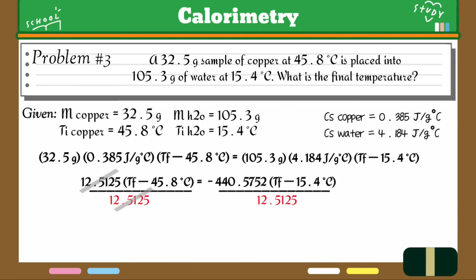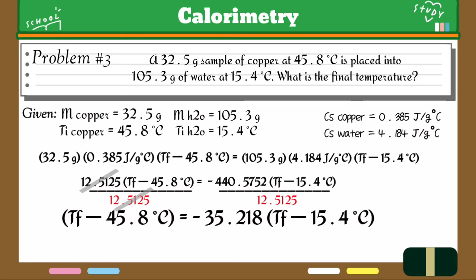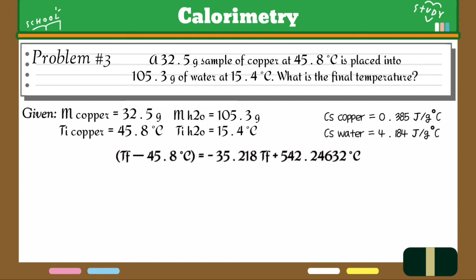Next, we're gonna divide each side by 12.5125 so that we can cancel it on one side. And then, negative 440.5752 divided by 12.5125 is negative 35.218. And then distribute negative 35.218 and we'll get this answer. As you can see, we have 2 Tf. We're gonna combine like terms just like in math. We're gonna move negative 35.218 Tf to the other side and negative 45.8 to the other side.